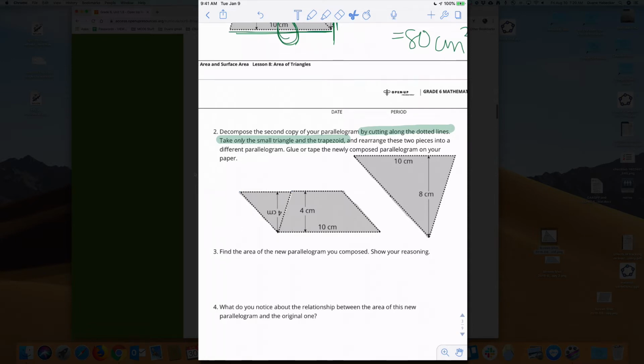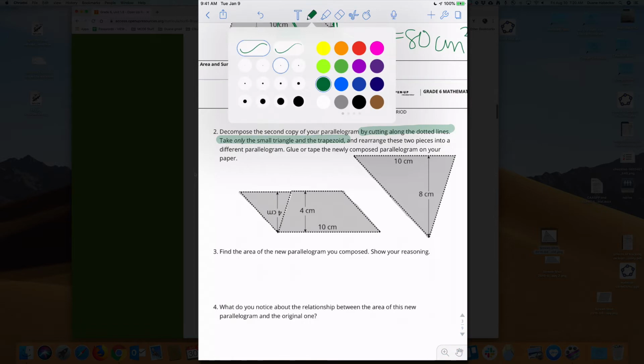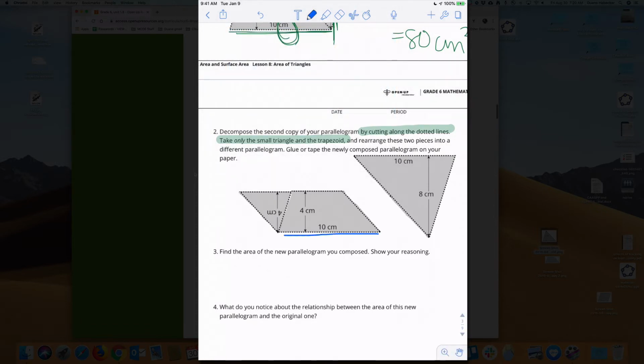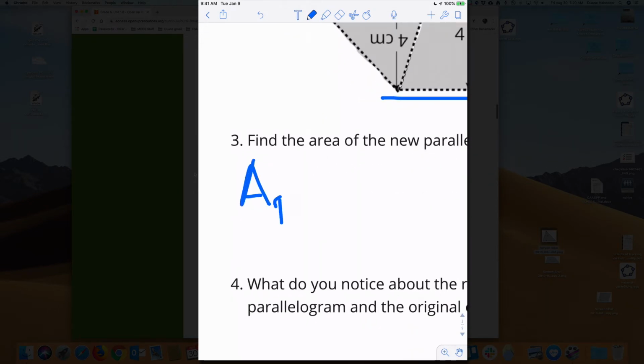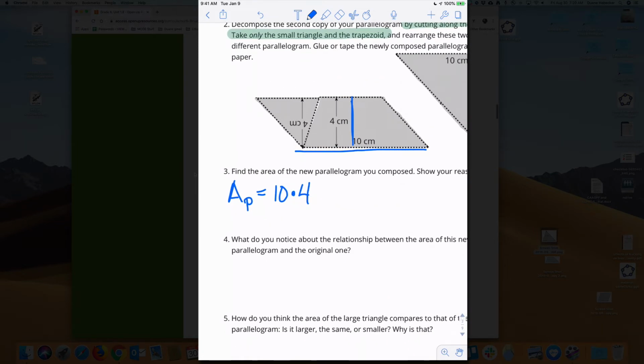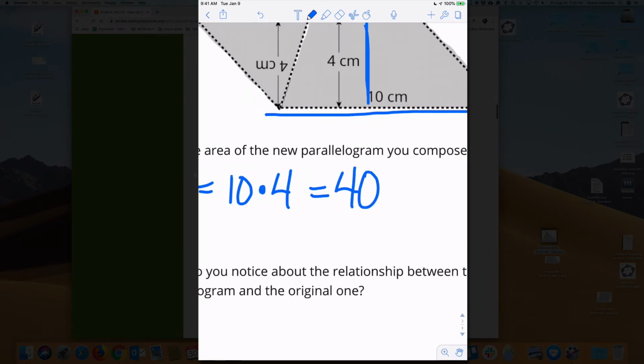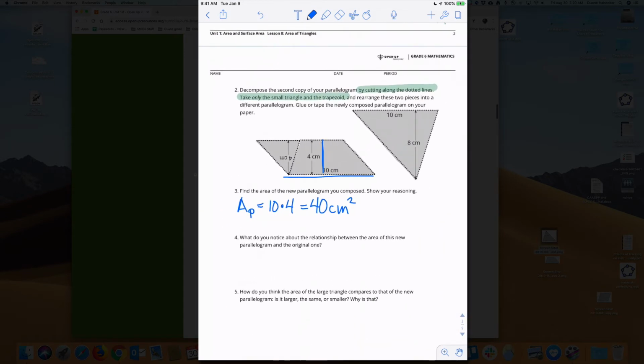So now I have a new parallelogram right here. We're supposed to find the area of that new parallelogram that we composed. We can see that the base of that parallelogram is 10. The height is 4, because anywhere I slide it, it's always going to be 4 units tall. And so the area of that new parallelogram is going to be 10 times 4, the base times the height, which gives us 40 square centimeters, or 40 centimeters squared.